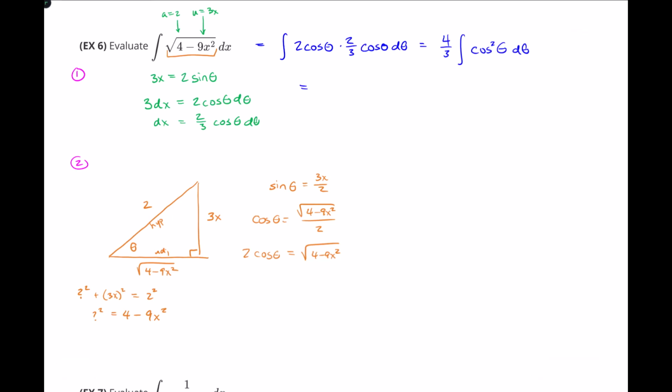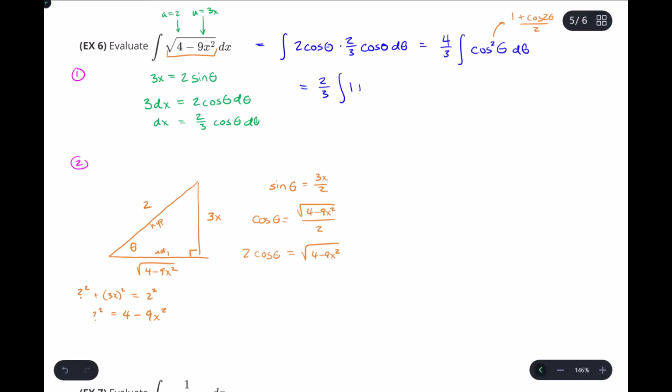Cosine squared I can't integrate as is, but I can use a power reducing formula. The power reducing formula, if you'll recall, says that I can rewrite cosine squared as 1 plus cosine 2 theta over 2, which I will do, but I'm going to go ahead and factor out this denominator of 2, cancel it with the 4, and that's going to become 2/3 on the outside. And then this will be 1 plus cosine 2 theta d theta. Now I have something I can integrate.